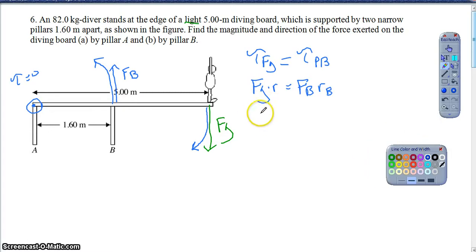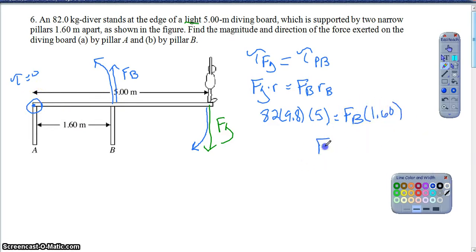So the force of gravity would be 82 times 9.8 times the full radius from the pivot point, and that is 5 meters in this instance. And then the force of B, which I don't know, but I do know its radius would be 1.6 meters from the pivot point. So obviously if I look at this equation, that actually gives me a very easy route to find the force of that pillar B.